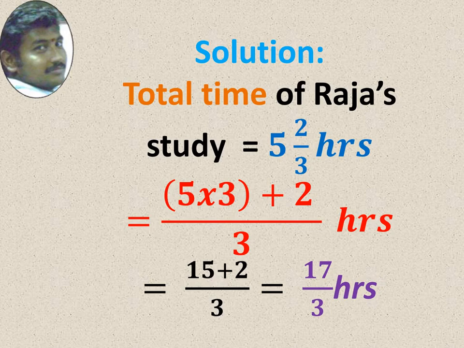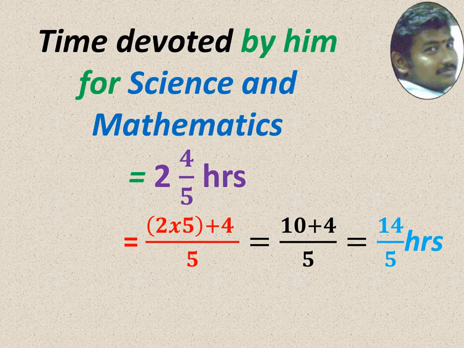To convert mixed to improper, multiply the whole number and the denominator. See, here the whole number is 2, the denominator is 5. 2 into 5 is 10. Then add the numerator 4. So 10 plus 4 is 14, 14 by 5. So for science and mathematics, 2 4 by 5 is equal to 14 by 5 hours. So we converted the mixed fractions to improper fractions.